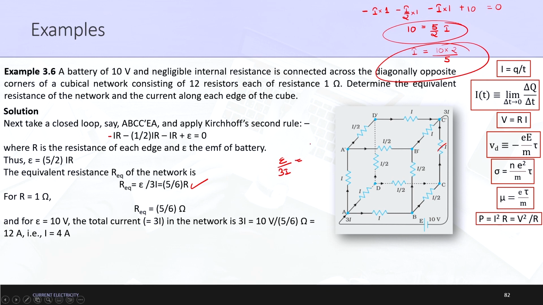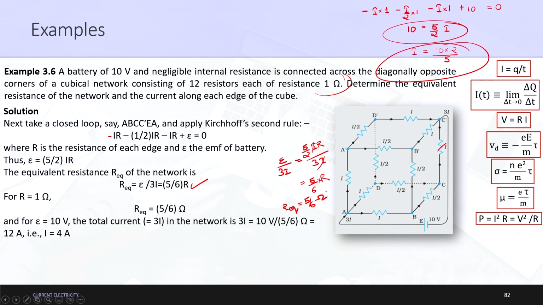We know the value of epsilon, which is equal to 5 by 2 IR upon 3I. I getting cancelled, then that will be equal to nothing but 5 by 6 multiplied by R. As the value of resistance is given to you as 1 ohm, therefore, the value of R equivalent is nothing but 5 by 6 ohms.